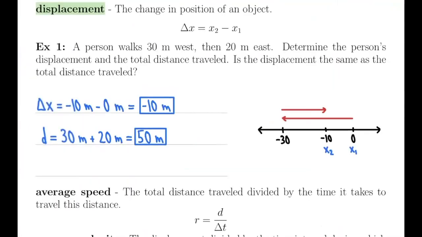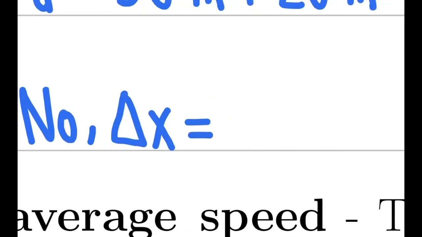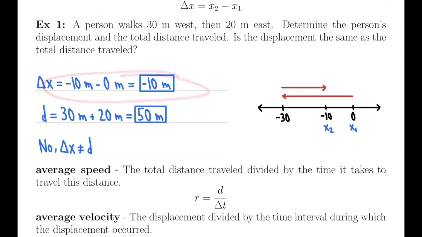So now the $1,000,000 question: is the displacement the same as the total distance traveled? No. Exactly. It's not the same thing. Some people think displacement is like a synonym to distance, but it's not the same thing. So you can see displacement cares about direction. So displacement could be positive, negative, or 0. Like I said, negative if it's moving usually to the left, and positive if it's moving usually to the right. But distance is always greater than or equal to 0. It doesn't care about which direction you moved in. It just cares how far you went.